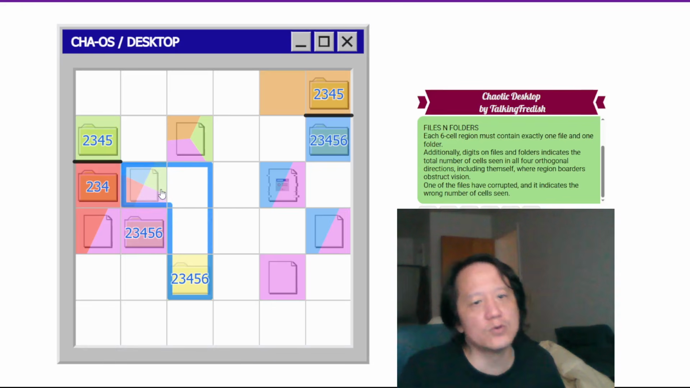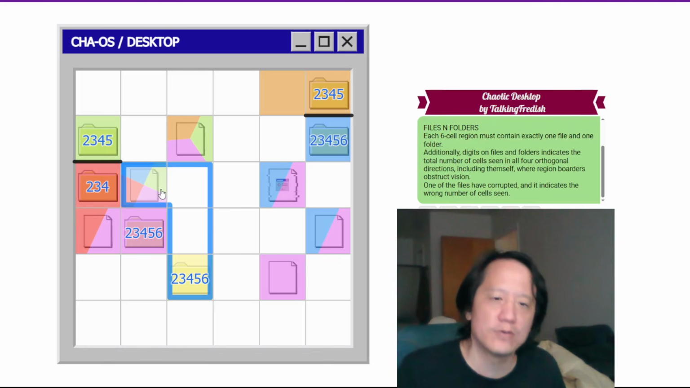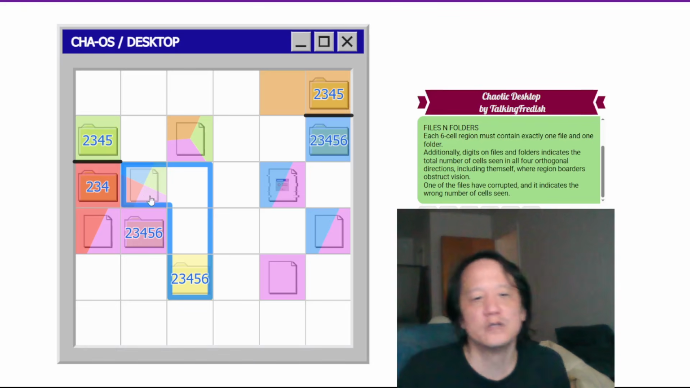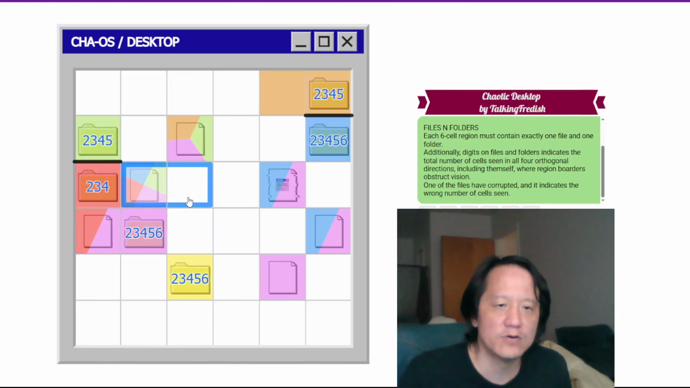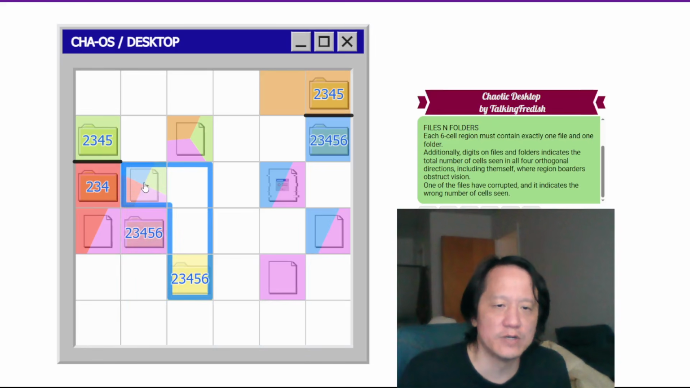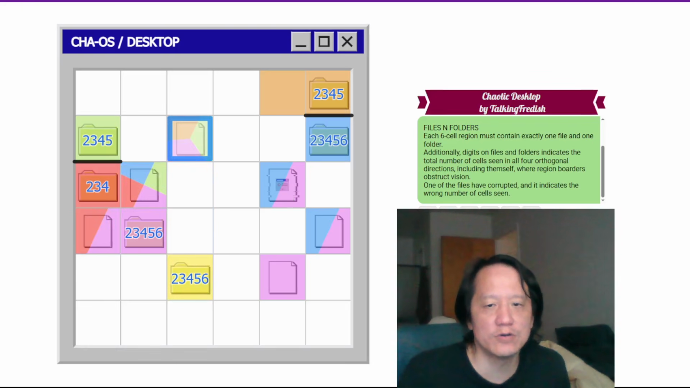Yellow can't go this way either, because then it blocks pink from having a file, or red, one of the 2. Right? Pink can't get to here if yellow goes this way. So yellow cannot be either of these. Yellow could be here or any of these here. This could be orange also. Orange can reach there.